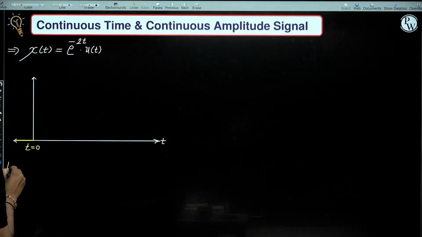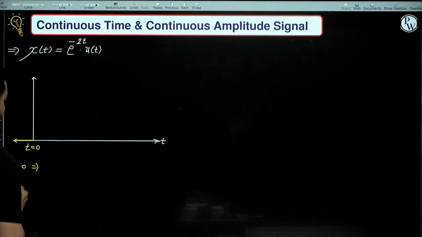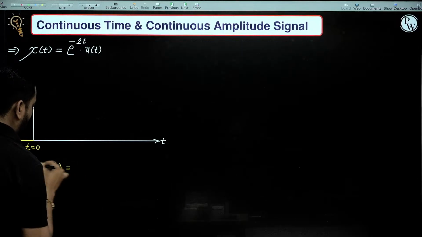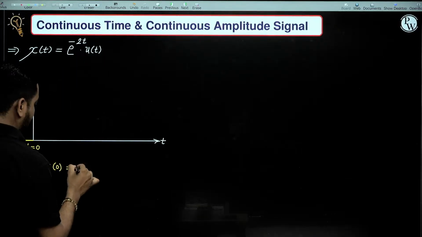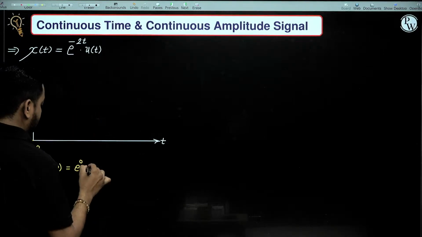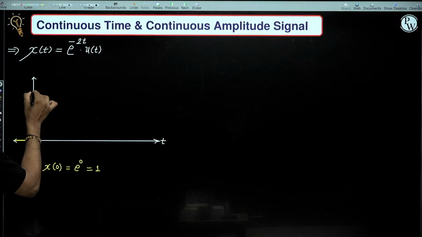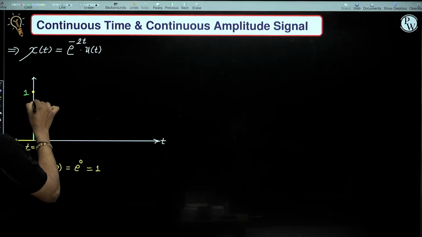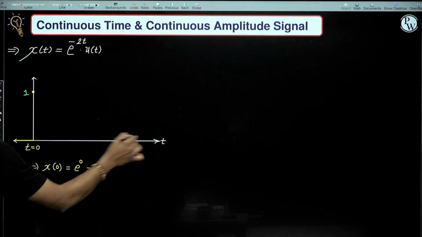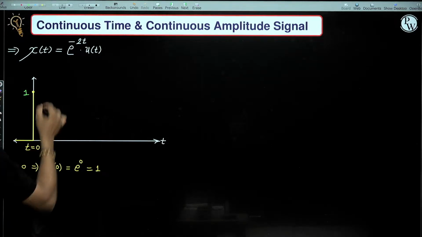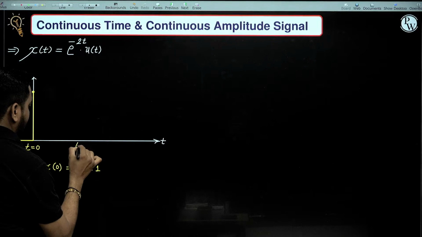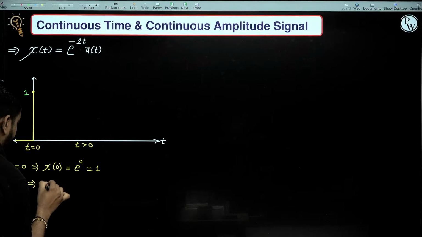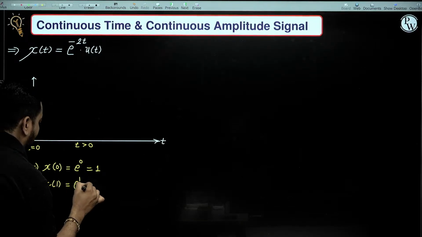At t equal to 0, what is the amplitude? If you put t equal to 0 in this function x of t, this is the representation of a continuous time signal. So x of 0, what will be the amplitude? e power 0, u of t is 1, so it will be 1. At t equal to 0, amplitude is 1, correct? As t increases in the positive direction, does amplitude decrease or increase? For t greater than 0, like at t equal to 1, what will be the amplitude of the signal?